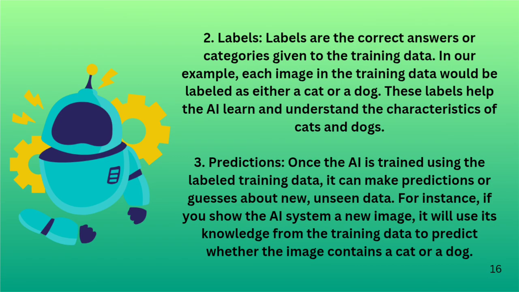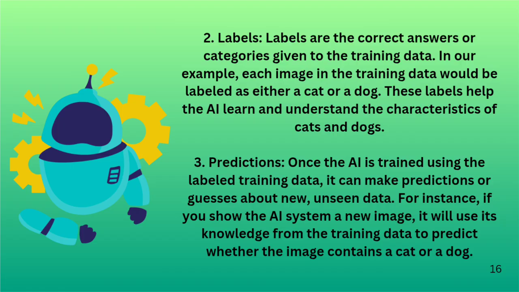2. Labels. Labels are the correct answers or categories given to the training data. In our example, each image in the training data would be labeled as either a cat or a dog. These labels help the AI learn and understand the characteristics of cats and dogs.